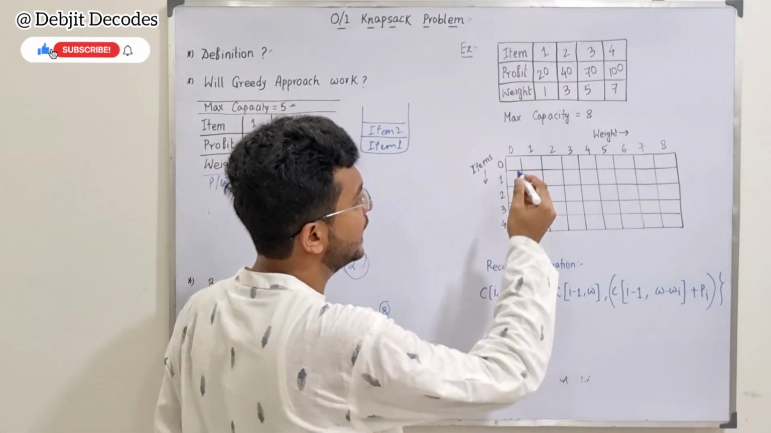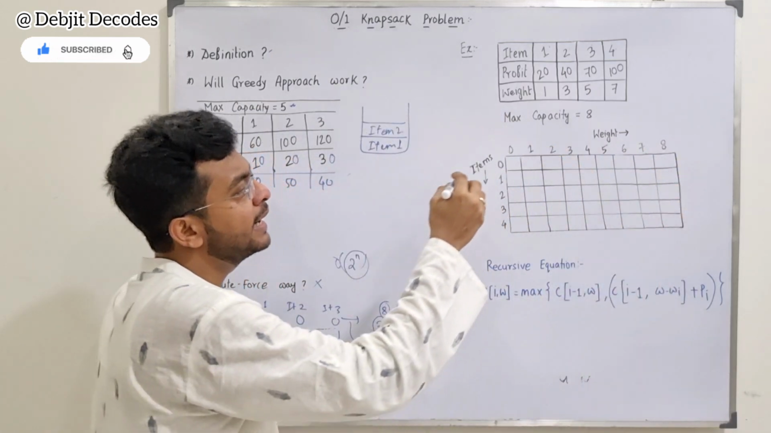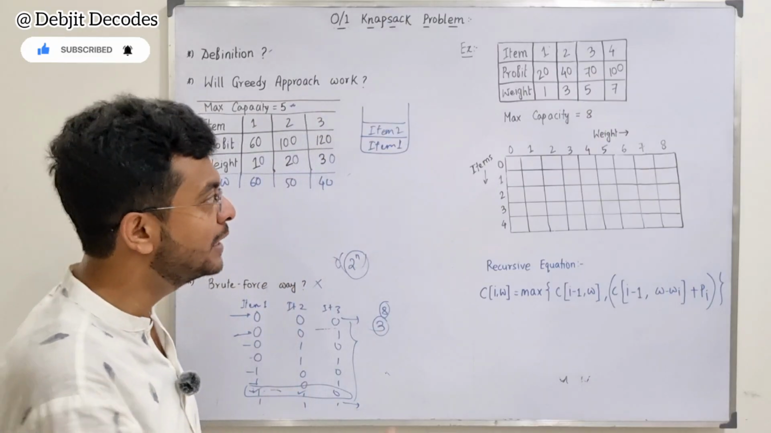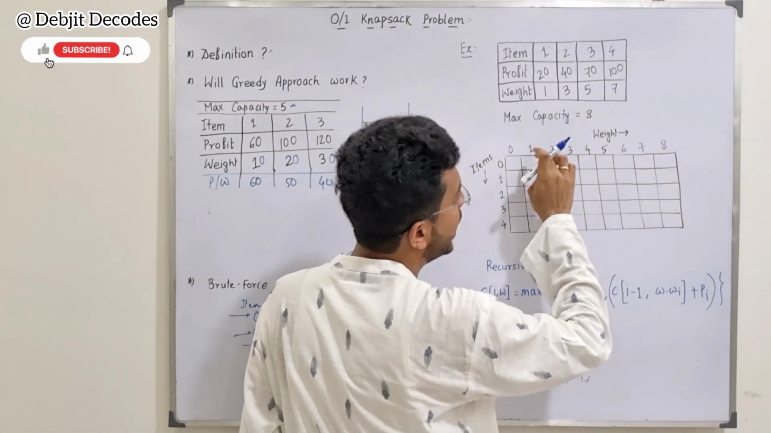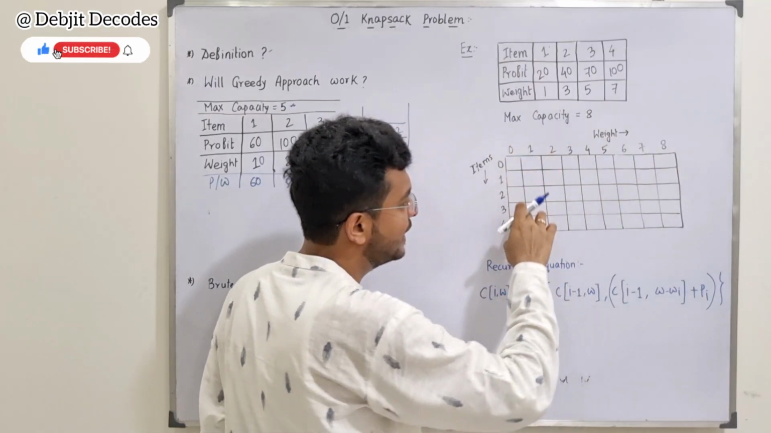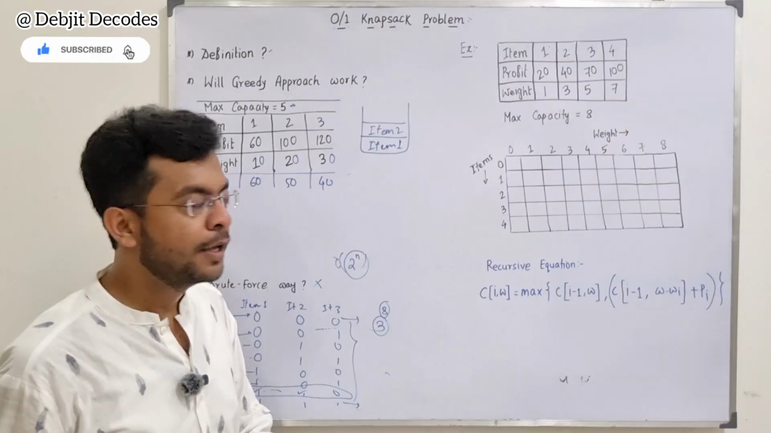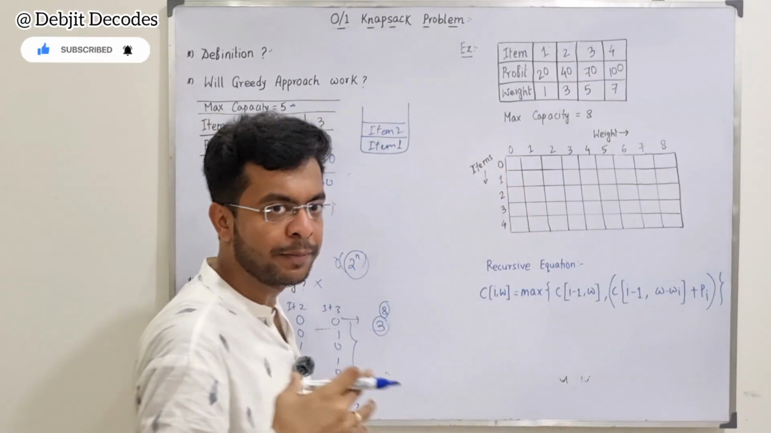And now for the column part, what is it indicating? The column indicates the max capacity, the max weight. What is the max weight given in this question? 8. So it should be 1, 2, 3, 4, 5, 6, 7, 8, and there is one extra column, just like the rows, that indicates the 0. How to solve this, I am coming step by step.